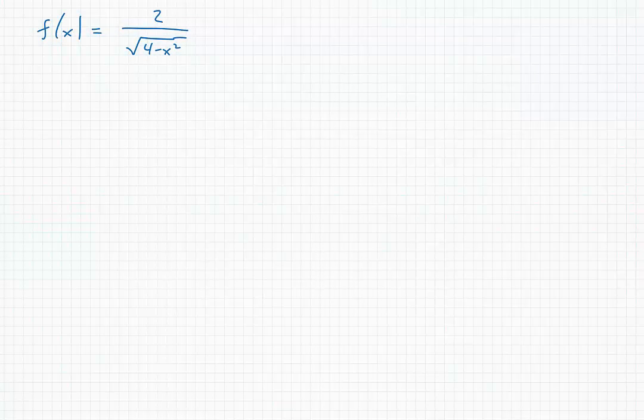Here's an example of a quotient rule that's going to have a chain rule involved. So once again, the first thing I'm going to do is rewrite the radical with a rational exponent. So we'll end up with 2 over 4 minus x squared to the 1/2.